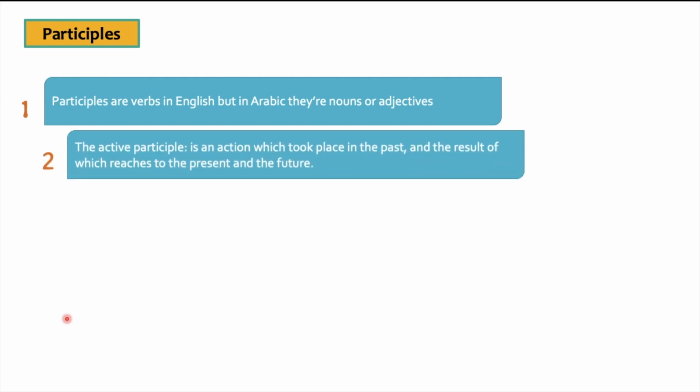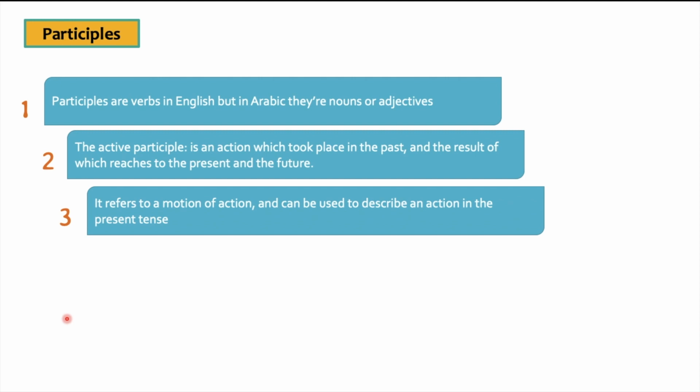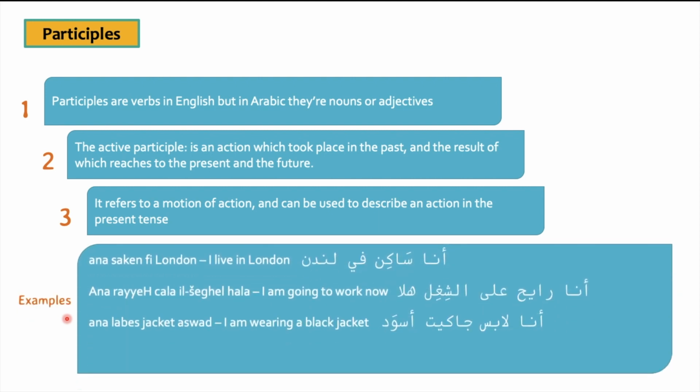The second one is that the active participle is an action which took place in the past and as a result of which it reaches to the present tense and to the future. So it always refers to a motion of action and can be used to describe an action in the present tense. Let's see, we've got a couple of examples.